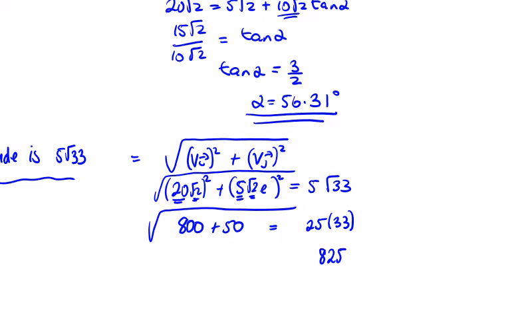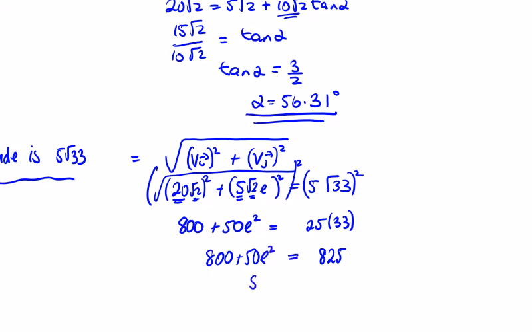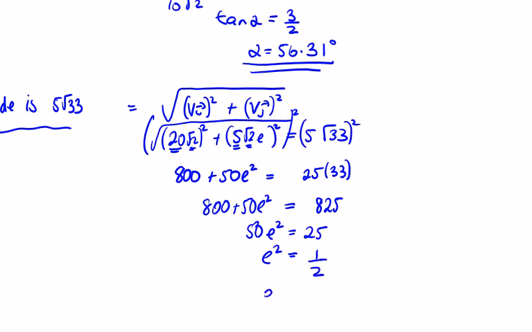If that was this squared, I'm just skipping a stage here, so that would actually eliminate this square root. Jumping ahead of myself, so I should technically put a bracket around there. So we're going to get 800 plus 50e squared is equal to 825. So 50e squared is 25. e squared is 25 over 50. So e is going to be the square root of 1 over 2, which is 1 over root 2.